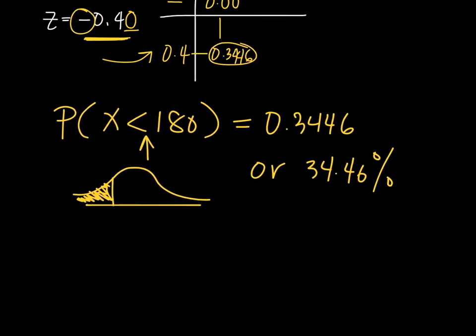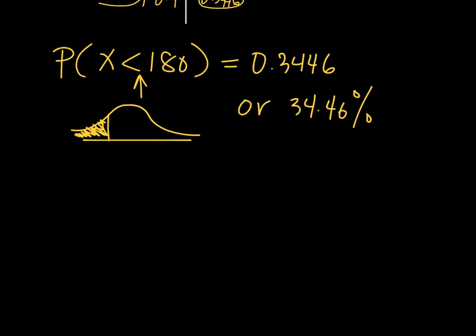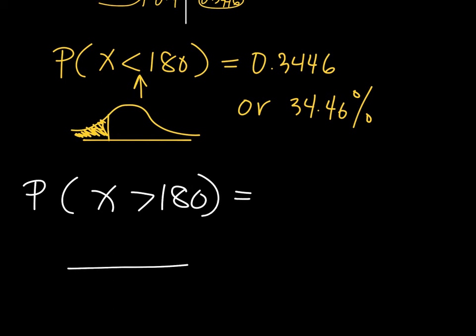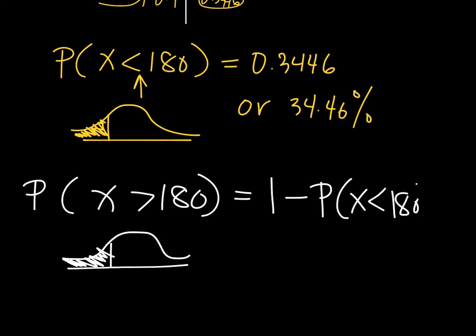Now, to give you a follow-up question, if there is another question asking you for the probability that the daily allowance of another randomly selected student is greater than 180, and since we follow a z-table with an area to the left, then that means to get the probability of a greater, that is to the right, we need to perform 1 minus the probability of x less than 180.